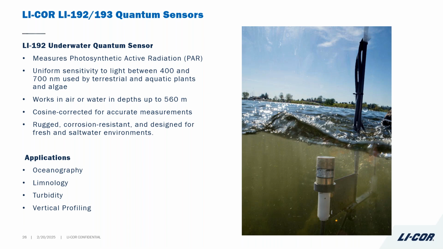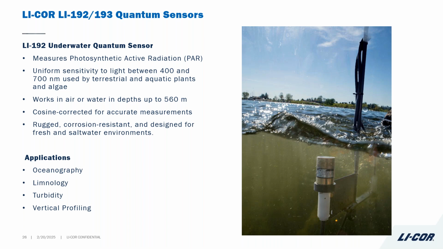So the first one we'll talk about here, shown on the screen in the picture on the left, is our LI-192. If you are familiar with our product line, this is very similar to the LI-190R that's used for more traditional indoor and outdoor applications. This one is designed specifically for underwater use. And when we're talking about measuring light for PAR, we're talking about measuring light between the 400 and 700 nanometer range, which is what is used for photosynthesis.